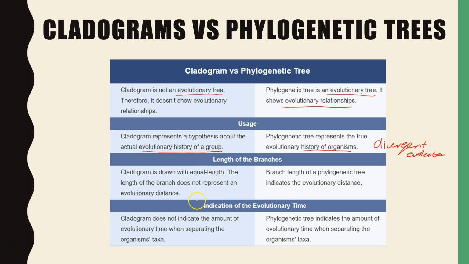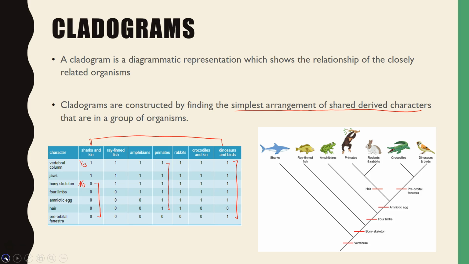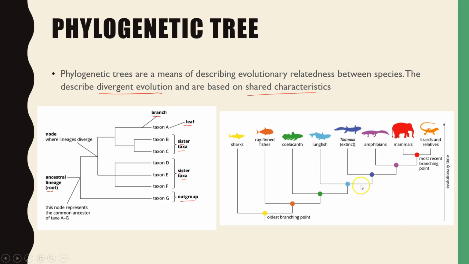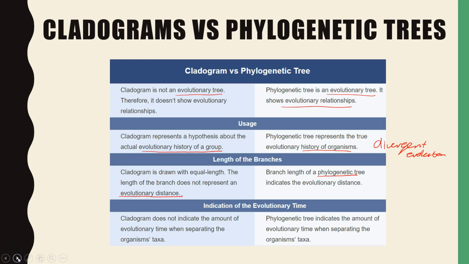Cladograms are drawn with equal length, and the branches do not represent evolutionary distance, but in phylogenetic trees, the evolutionary distance is represented by the length. So if we look at the length of these particular branches here, they'll show the evolutionary distance between the species. Cladograms don't indicate the amount of evolutionary time separating an organism's taxa, whereas phylogenetic trees do, which I just showed you just before.